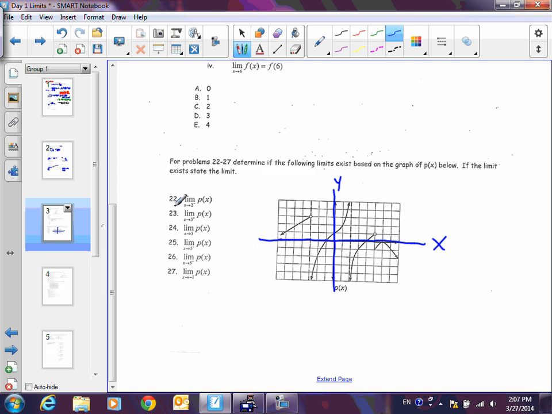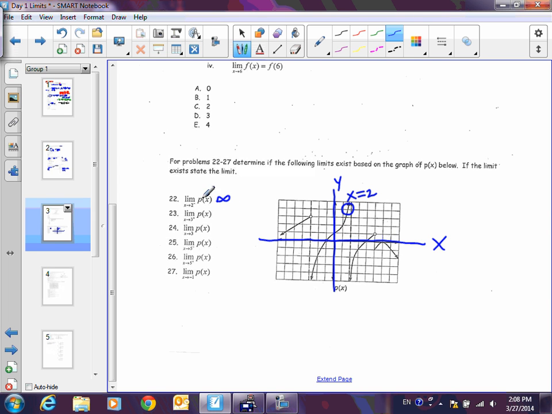Okay, so 22 says the limit as x approaches 2 from the left. All right, so here's x equals 2. On the left side or from the left, the graph is shooting straight up. So what y value is that? Infinity.